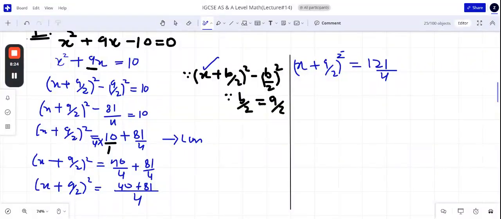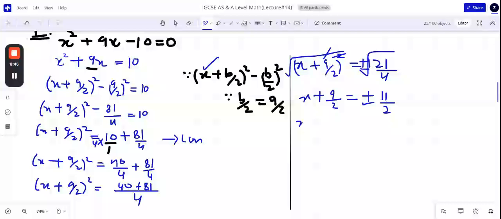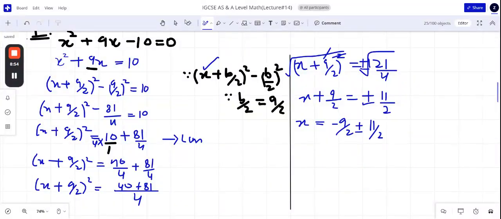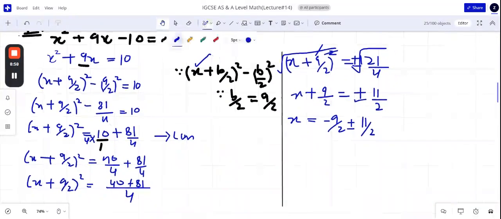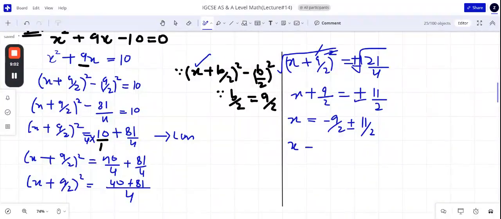Then again we need to remove the square, so we will take the root on both sides. With the root we will place the plus minus sign. Now the square and the root will cancel out, so x plus 9 over 2 equals plus minus the root of 121, which is 11, and the root of 4, which is 2. So now we will shift the constant value to the other side, and it becomes minus 9 over 2 plus minus 11 over 2.